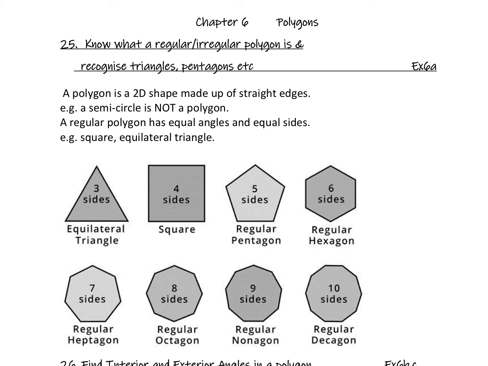If you're Googling things, you might see for a 7-sided shape, Americans would call that a septagon, so S instead of H.